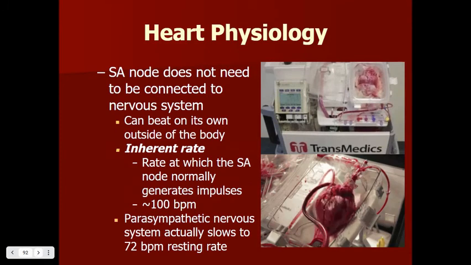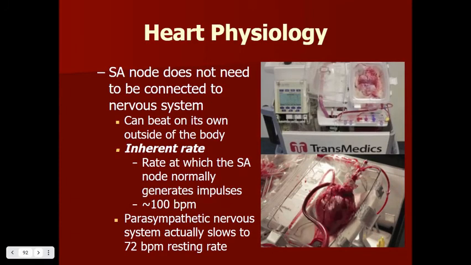The SA node does not need to be connected to the nervous system. It's able to cause the heart to beat on its own outside of the body. There's something called the inherent rate. The inherent rate is the rate at which the sinoatrial node normally generates impulses. So on its own, the SA node wants the heart to beat at about 100 beats per minute.